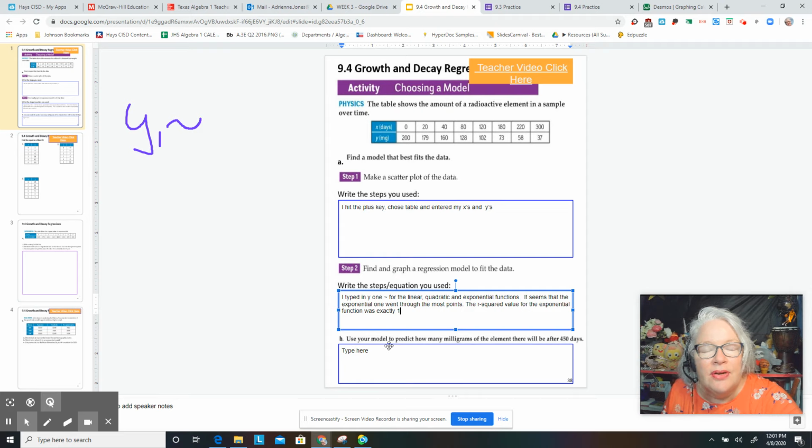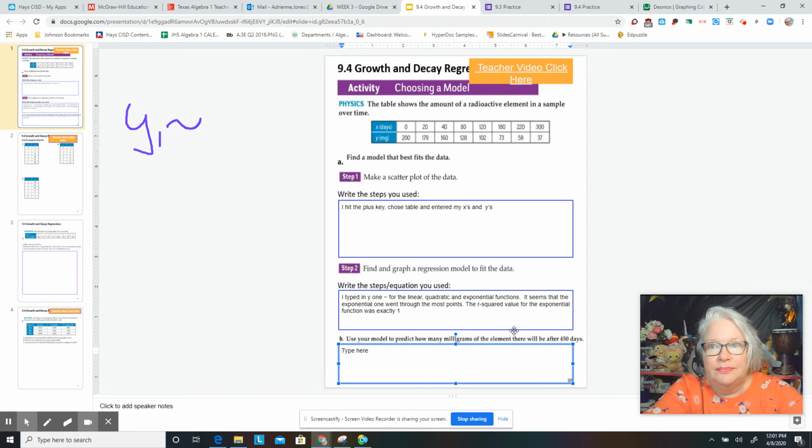So back over here, I used my model to predict, and it was 16 milligrams. So you type that in the box here. There will be about 16 milligrams left after 450 days. Perfect. Good job.